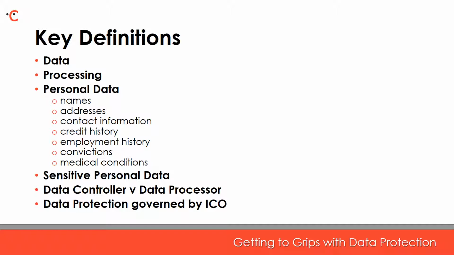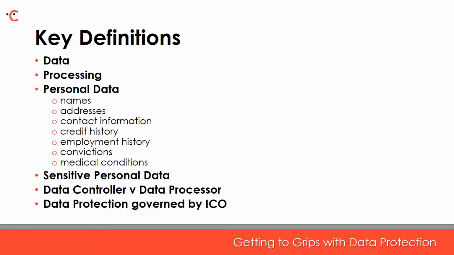The Act also defines sensitive personal data. This is data relating to race, political opinions, health, sexual life, religious and other similar beliefs, trade union membership and criminal records. The reason we flag this now is that there are higher hurdles and obligations for sensitive personal data compared to personal data.